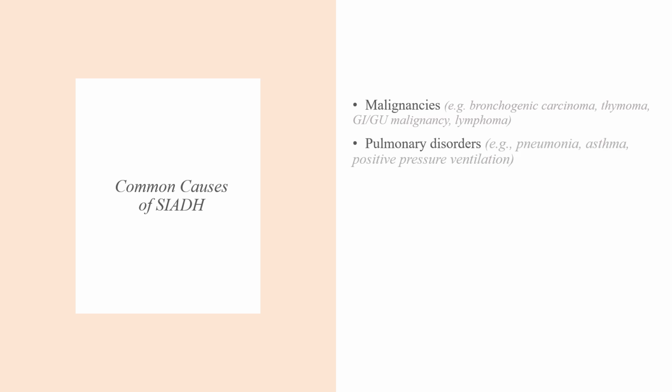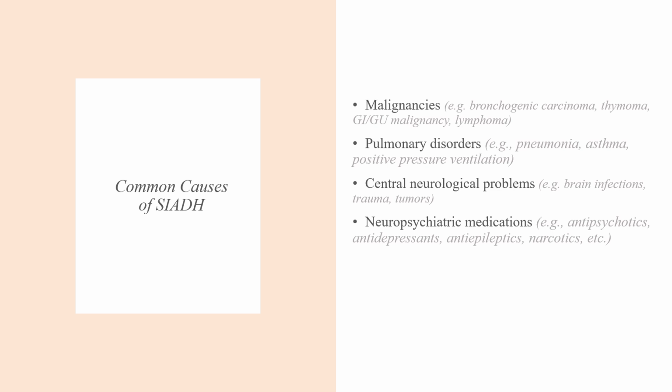SIADH itself has a long list of underlying etiologies. In general, just remember the big categories that are associated with SIADH. These include malignancies, pulmonary disorders, pathologies involving the central nervous system such as brain infections, brain trauma, or tumors, neuropsychiatric medications including antipsychotics, antidepressants, antiepileptics, narcotics, nausea, vomiting, and pain.